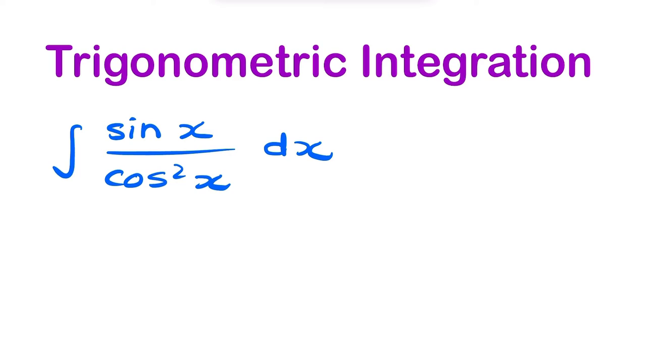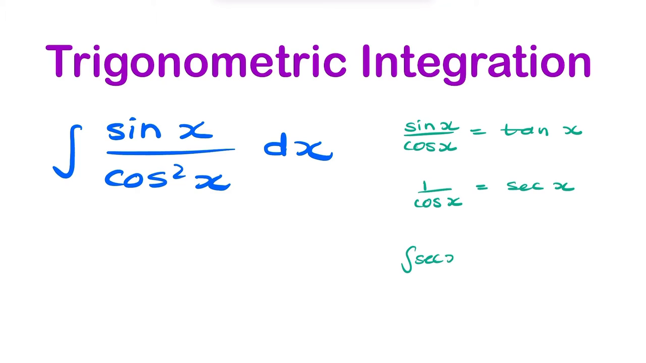So I'm just going to remind you of a few things. So sine x over cosine x is equal to tan x. And 1 over cosine x is equal to secant x. And the integral of secant x tan x is secant x.